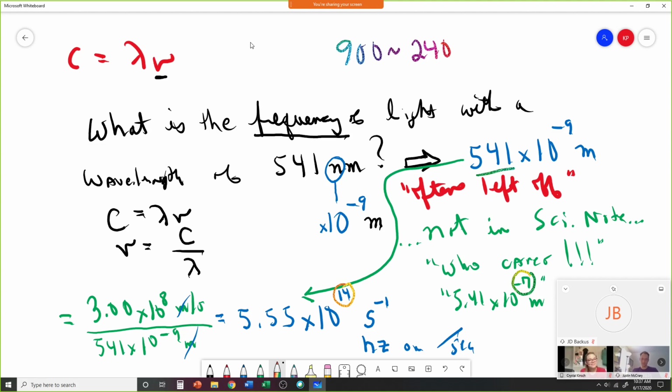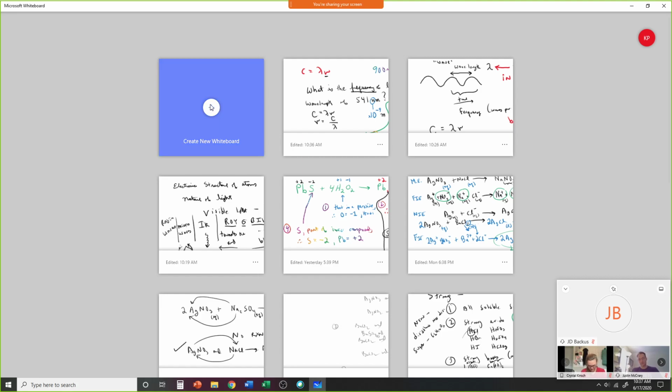So there you go. It must be in meters, and it must be in seconds. Usually the seconds part's not a problem. It's the meters part that trips people up. All right, so moving along here now.